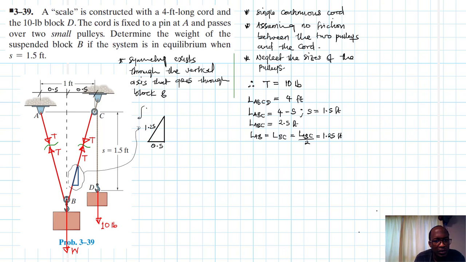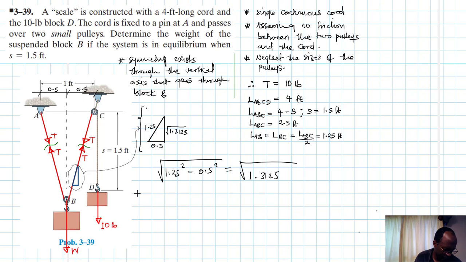Okay. Then for this other height there, we can use Pythagoras theorem. So it will be 1.25 squared minus 0.5 squared. So let's work out that. 1.25 squared minus 0.5 squared. Oh, great. So this of course gives us root of 1.3125. So this is here 1.3125, right?